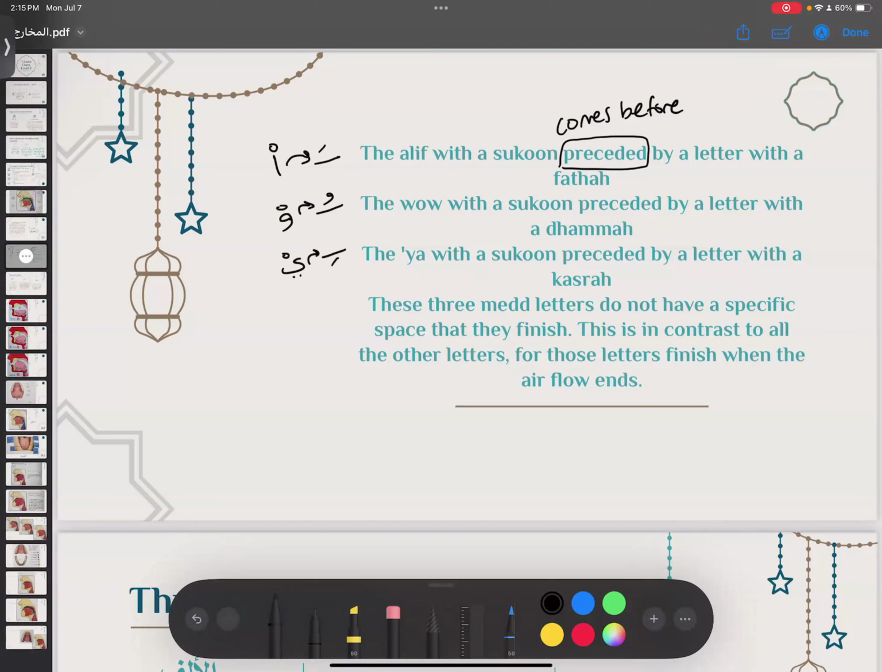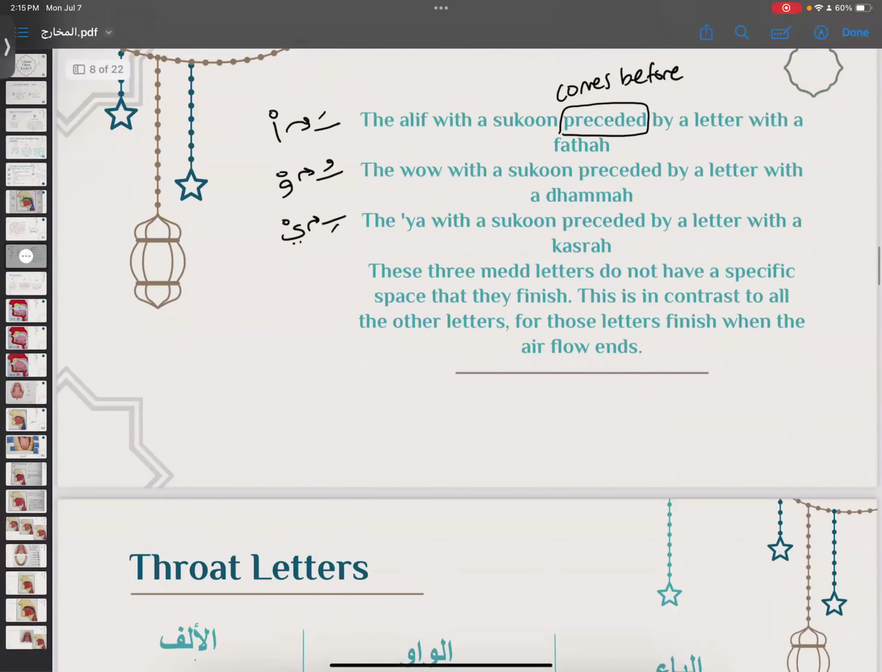These three med letters do not have a specific space that they finish. This is in contrast to all the other letters, for those letters finish when the airflow ends. So these three are specific cases where they don't have a specific part of the jawf that they finish the sound fully. So these are special cases, these three.